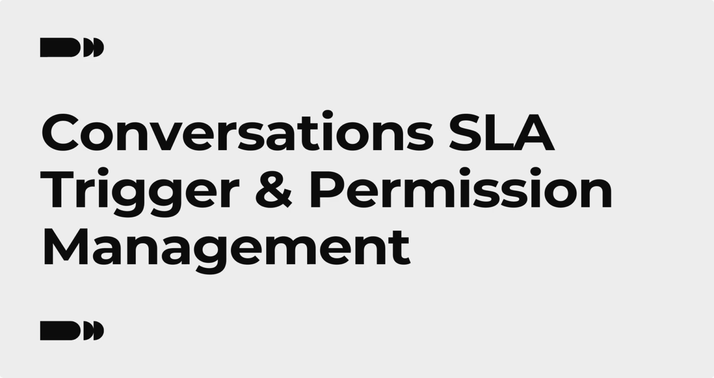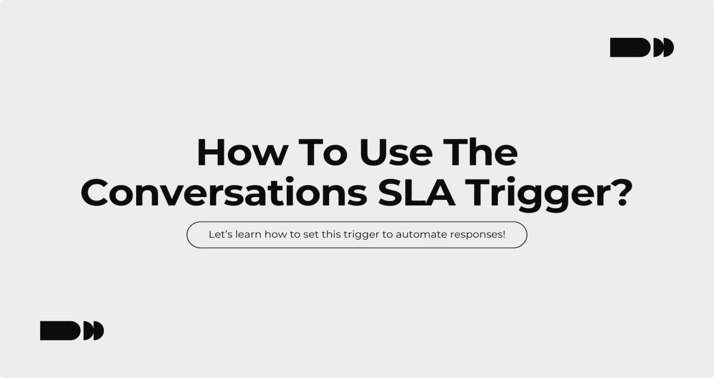Until now, you had to manually look for conversations that were about to breach or had missed their SLA targets. Now, you can use workflows to automate conversations when SLAs are due soon, overdue, or manually dismissed. Let's learn how to set this trigger to automate responses.